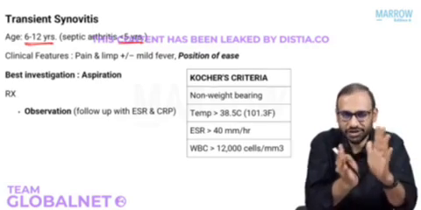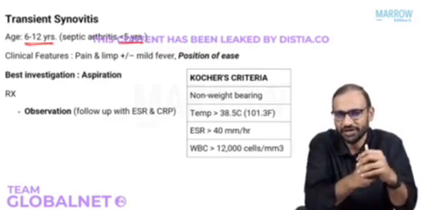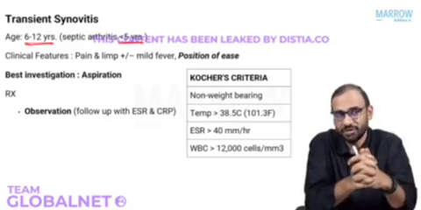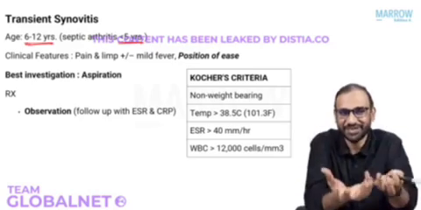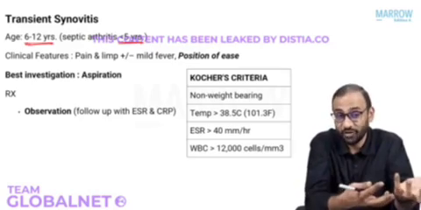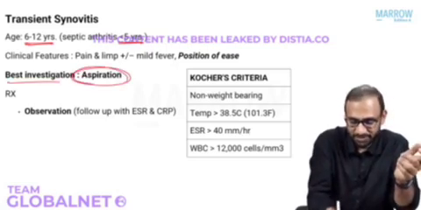So how do you distinguish between patient of septic arthritis and transient synovitis? Clinically, it is a challenge. But the best investigation would be to go inside the capsule and pull out the content and see what it is. If it's a pus, it's septic arthritis. If it's just synovial fluid, it's transient synovitis. But that's not always done, right? So best investigation, yes, go for aspiration.